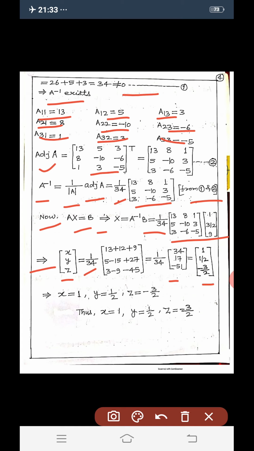Comparing on both sides, we get x = 1, y = 1/2 and z = -3/2. Hence, the solutions are x = 1, y = 1/2 and z = -3/2.